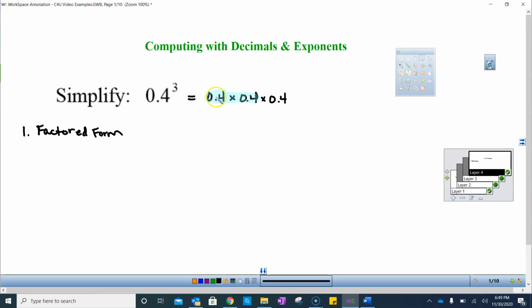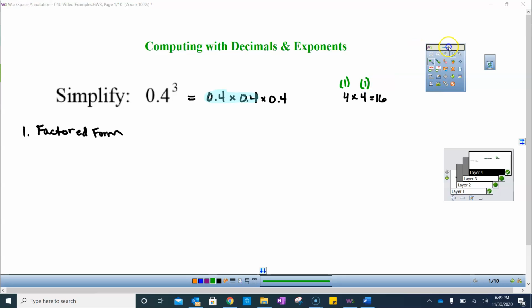So if we just do that, 4 times 4, I'm going to do it off to the side here. 4 times 4 is 16. And we have one digit to the right of the decimal in our first 4, and we have one digit to the right of the decimal in our second 4. So in our product, we need 2 digits to the right of the decimal. So I'm going to take the decimal point on the end of that number, past the ones place, and I'm going to swoop it in 2 places.